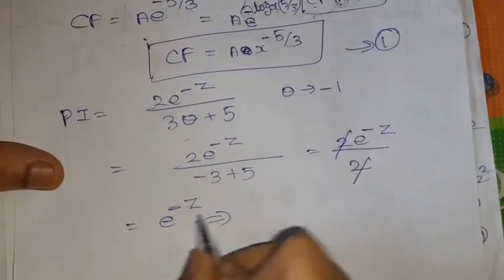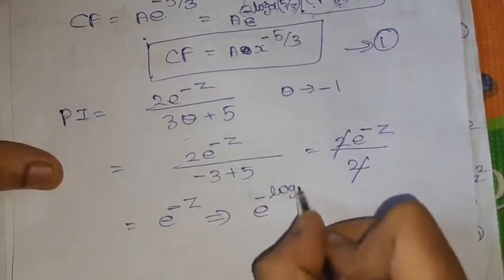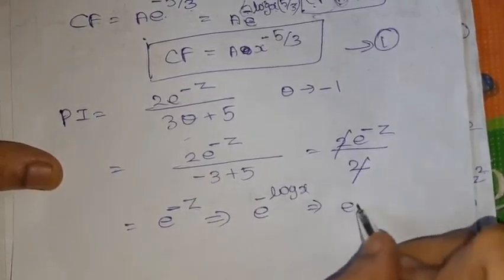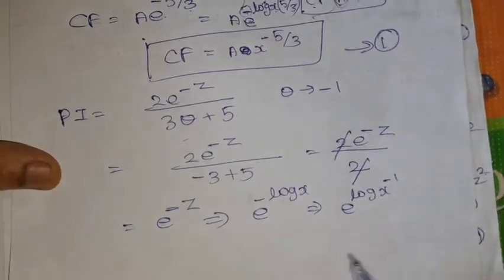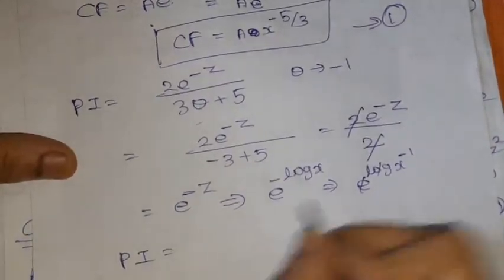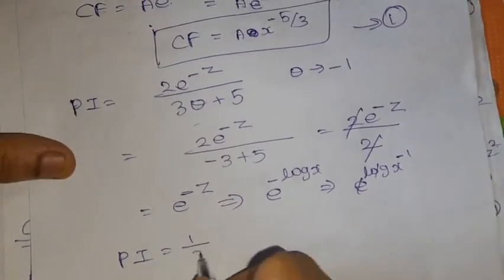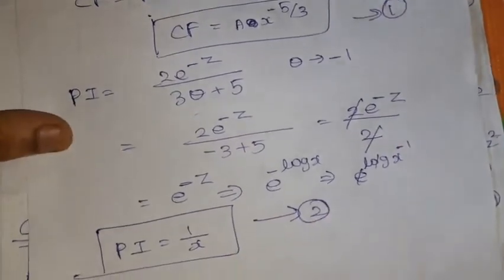So z substitute log x, e power minus log x. So it is also minus b log a power b. We are getting the logarithmic function log a power b is b log a, right? So here b is a minus sign, so x power minus 1, that is 1 by x.